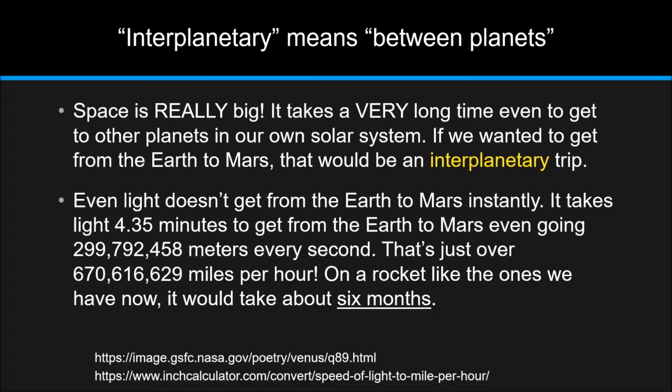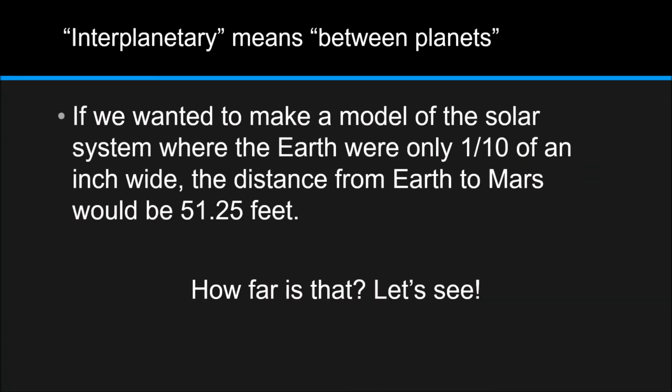On a rocket like the ones we have now, we can't go that fast. We can't go the speed of light or even near the speed of light. It would take us about 6 months to go from the Earth to Mars, depending on where Mars is in its orbit. Let's say we wanted to make a model of the solar system where everything is to scale, so the right size compared to everything else.